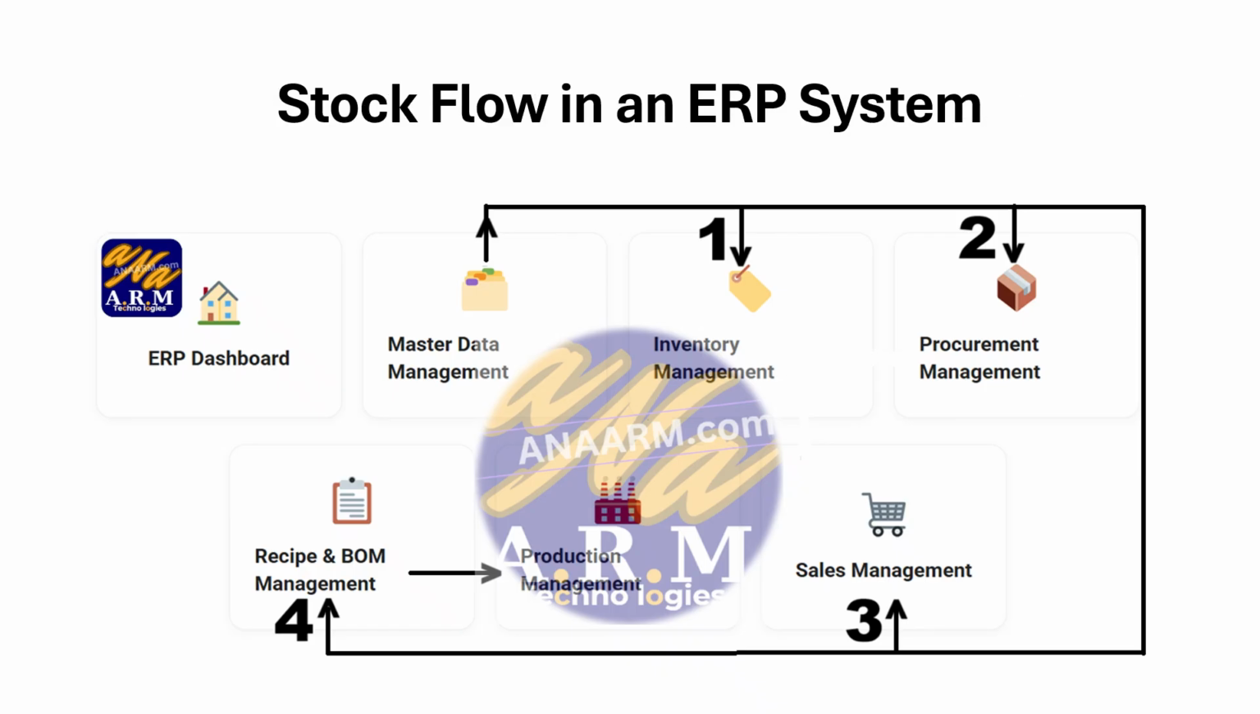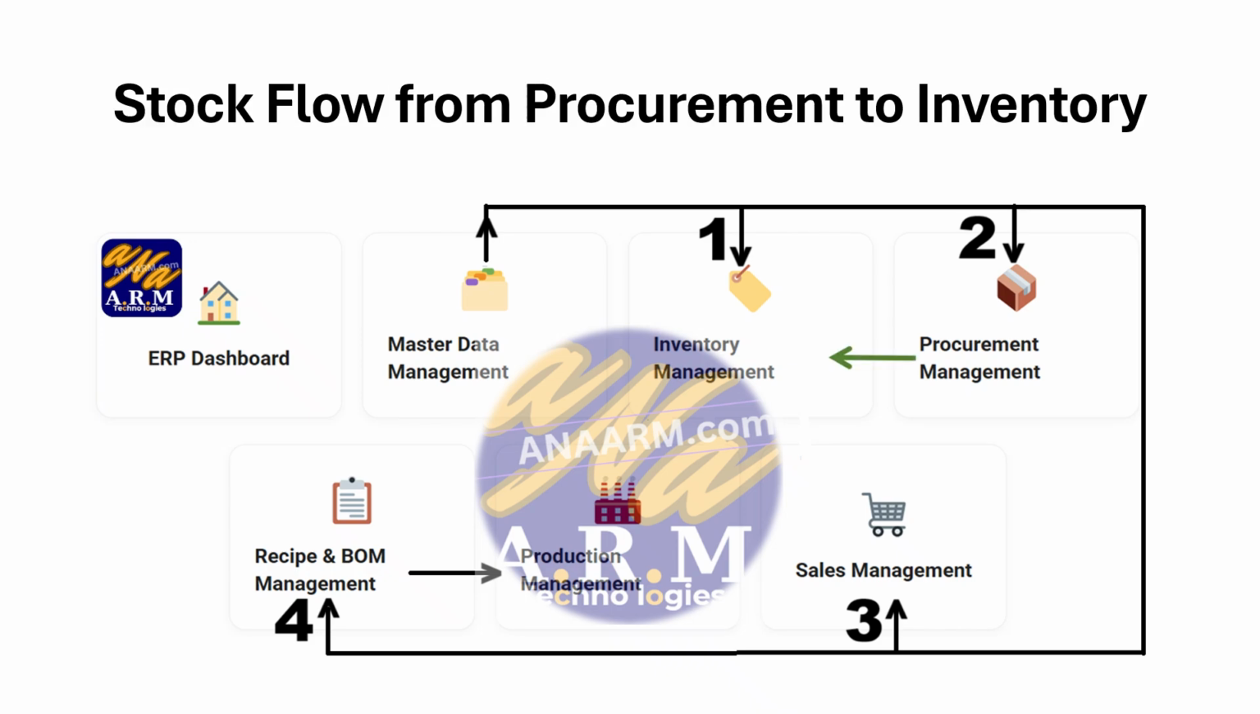While data flow moves information, stock flow moves physical inventory. Let's see how it works. When goods are purchased, purchase management records the transaction and inventory receives the materials. In simple terms, purchase management makes goods flow into the inventory, that is stocking. The green arrow is indicating that.